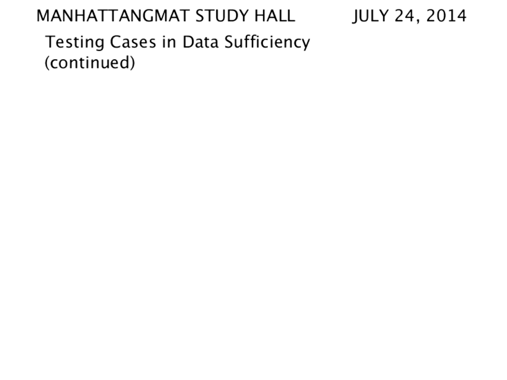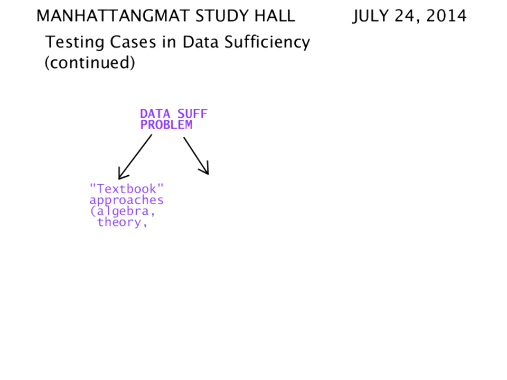In data sufficiency, on the other hand, when you have a problem in front of you, there are really only two ways to do it. These are very broad categories, but basically you're either going to use textbook style things, anything that would be considered traditional approaches. So, you know, algebra, theory, etc. But if that doesn't work, then basically the only option left on the table is test cases.